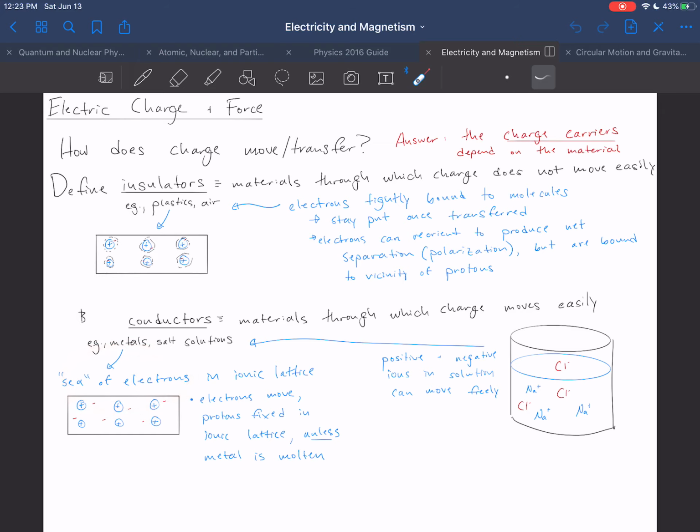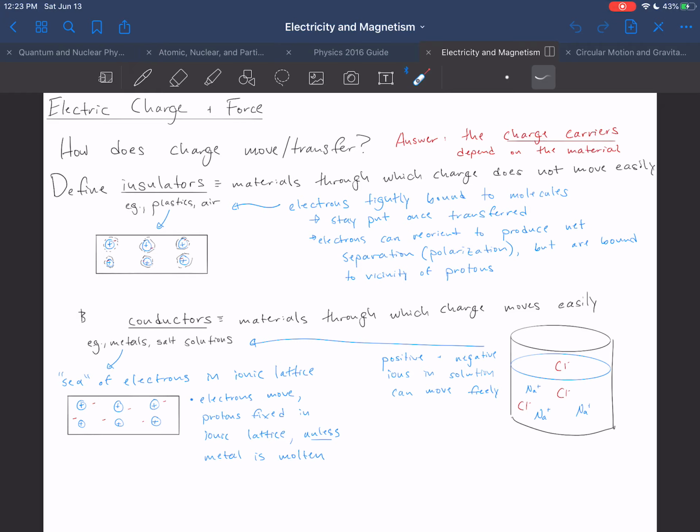And in salt solutions, in sort of water with various kinds of salt, the positive and negative ions that are dissolved in the solution, like positive sodium and negative chloride ions, can move freely. And in a salt solution like this, both the positive ions and the negative ions can transfer and move and therefore conduct.